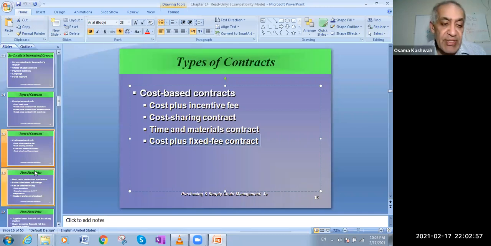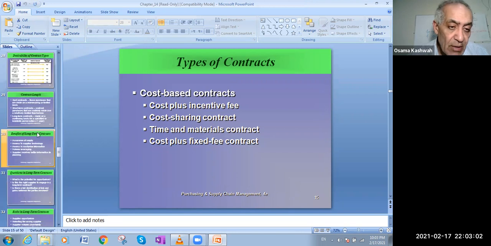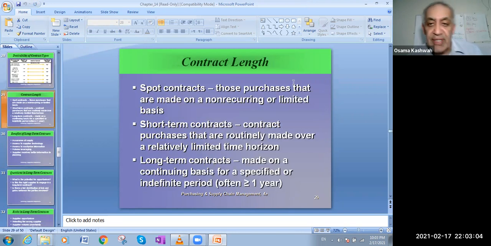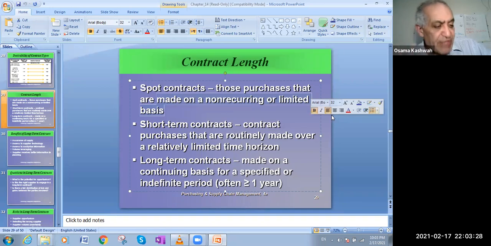Now let's go to slide number 29, and contract length is very important to know. Based on the duration of time, is this contract for 1 year, for 1 month, for one delivery only? So we have contract length: spot contracts, those purchases that are made on a non-recurring or limited basis. So just for the spot, just for now, a contract for now.